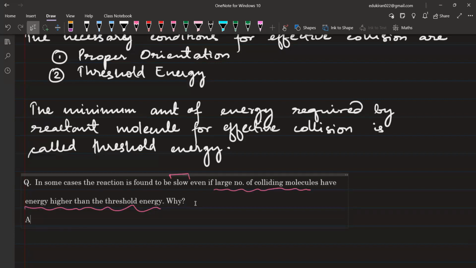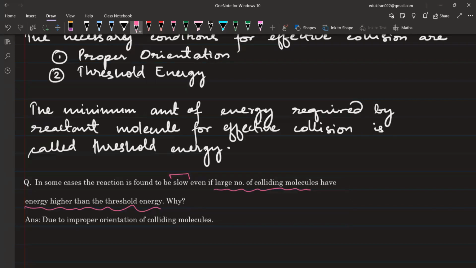ठीक है, तो यहाँ पे आंसर में सिंपली आपको क्या लिखना है, due to improper orientation of colliding molecules. ठीक है, उनका ओरिएंटेशन जो है ना प्रॉपर नहीं है, दैट इज वाई द रिएक्शन इज स्लो. बिकॉज दो ही चीज हो सकती है ना. इफ रिएक्शन इज फास्टर देन द प्रॉपर ओरिएंटेशन और थ्रेशोल्ड एनर्जी दोनों चीज होनी चाहिए. अगर स्लो है रिएक्शन उसमें से कोई एक चीज नहीं है मौजूद.